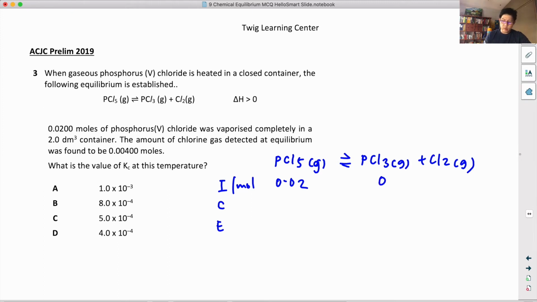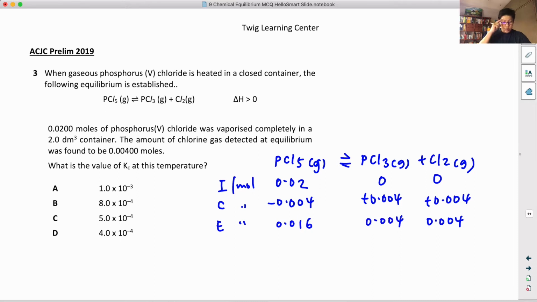Okay, this is 0. Right, so the amount of chlorine found at the end was 0.004, so plus 0.004, plus 0.004, and this is minus 0.004. Okay, so over here will be 0.016, 0.004. So if you try to calculate Kc, which is concentration of Cl2, concentration of PCl3 over concentration of PCl5.